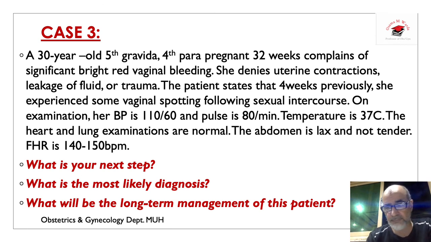Case 3. A 30-year-old, fifth gravida, fourth para, pregnant 32 weeks, complains of significant antepartum vaginal bleeding. She denies uterine contractions, leakage of fluid, or trauma. So this fresh blood is causeless and painless. The patient states that 4 weeks previously, she experienced the same vaginal spotting, so the complaint is painless, causeless, and recurrent.